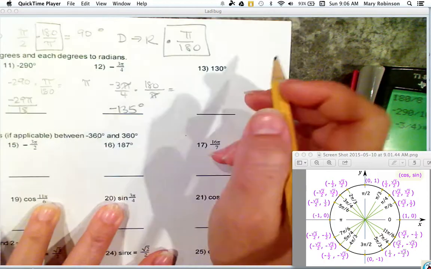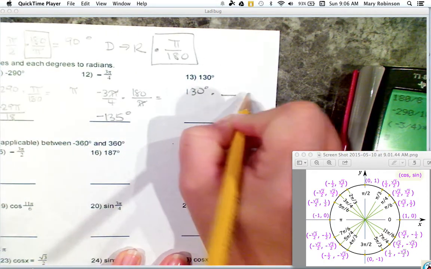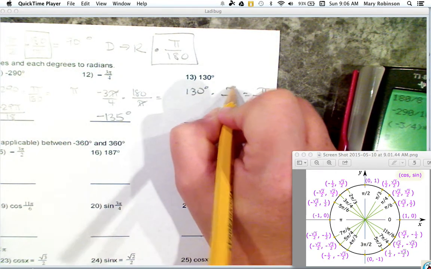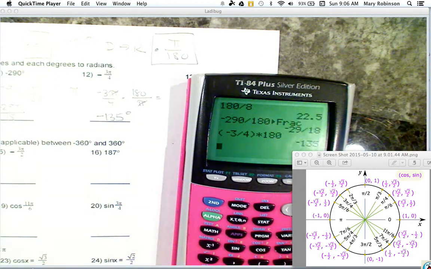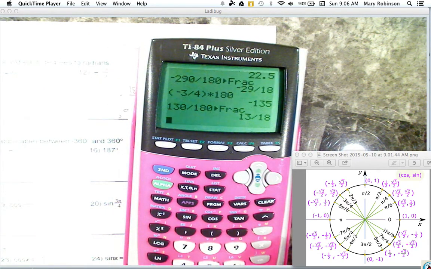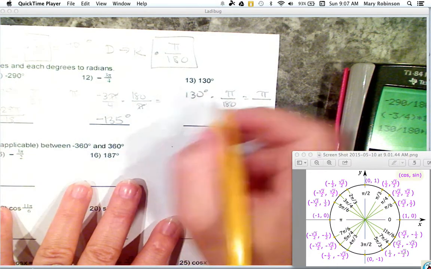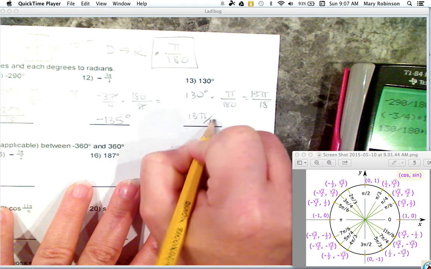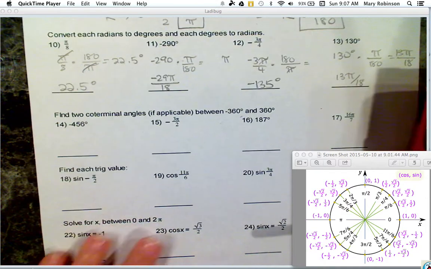All right, next converting 130 degrees. I want to end up with pi in my answer, so I'm going to put pi on top. That means my 180 goes on the bottom. And I'm going to type in 130 divided by 180. Math, enter, enter. And I get 13/18. So I'm going to put 13 on top with pi and 18 on the bottom. Please make sure I see you set up your ratios for your work.